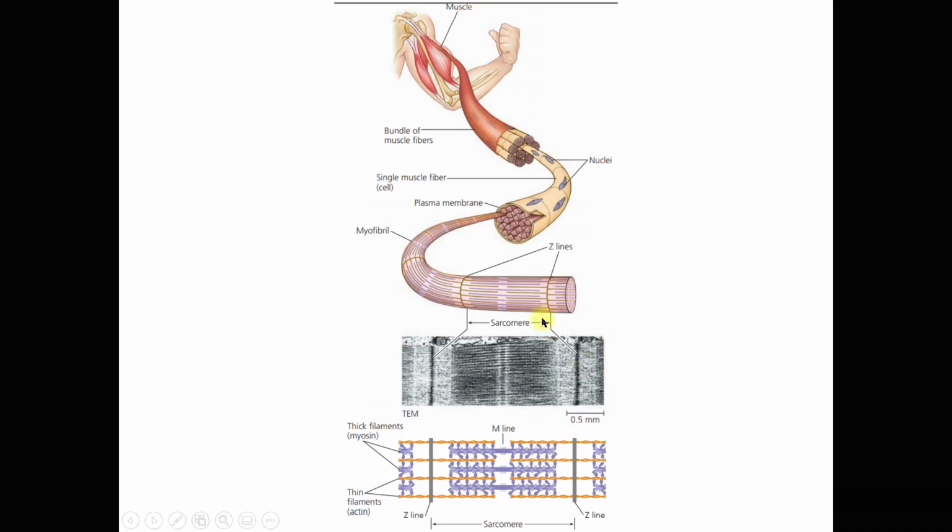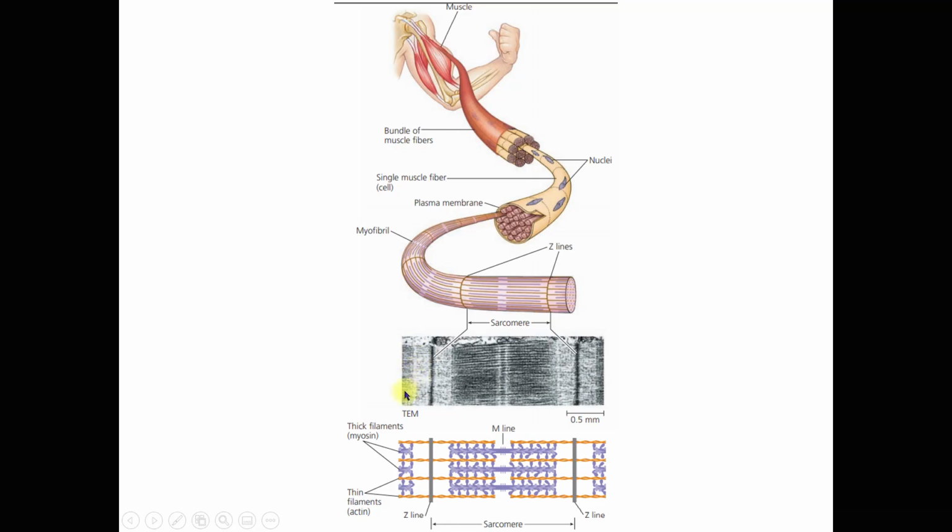All right, so we have this sarcomere. Then this is how a sarcomere looks like. So candidates, you must be able to distinguish this diagram here. This diagram here represents a sarcomere. And then you can see here, this is the M line. This is the Z line. Okay, Z line. And then we have many thin filaments.